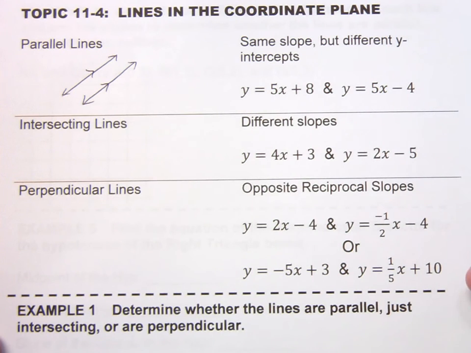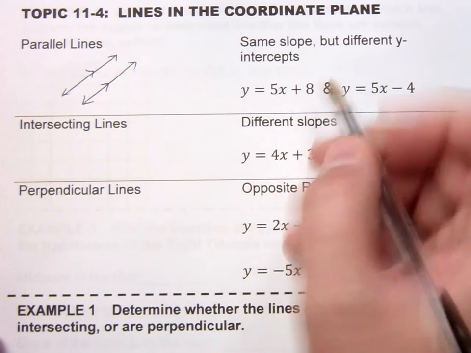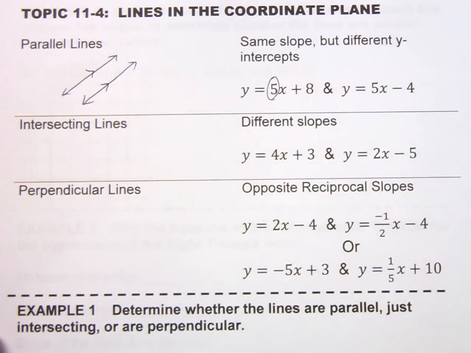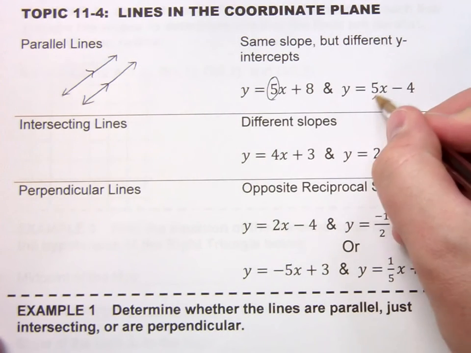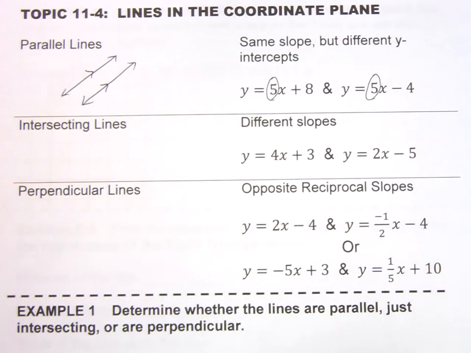So when you look at an equation, notice these are in slope-intercept form, y equals mx plus b. The slope is 5. This equation has the exact same slope. So even though I haven't seen the graph of these two lines, because they have the same slope, I know those lines are going to be parallel to each other.